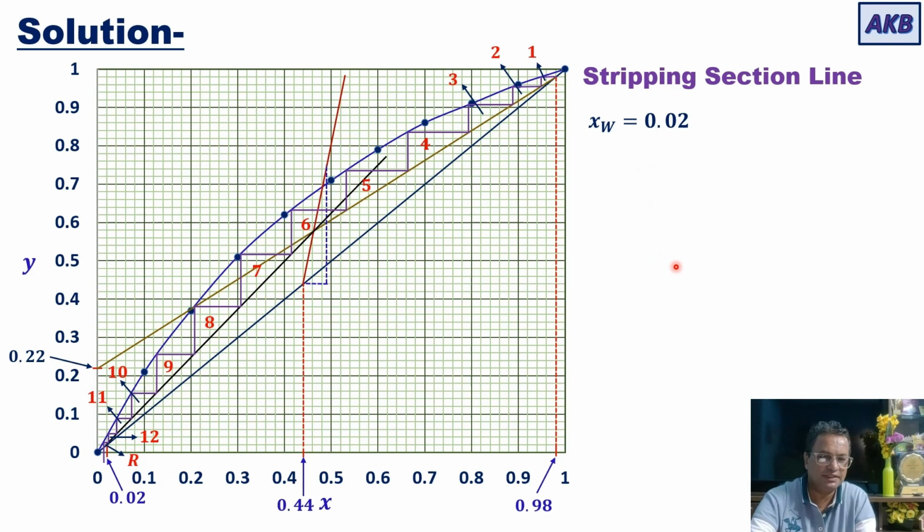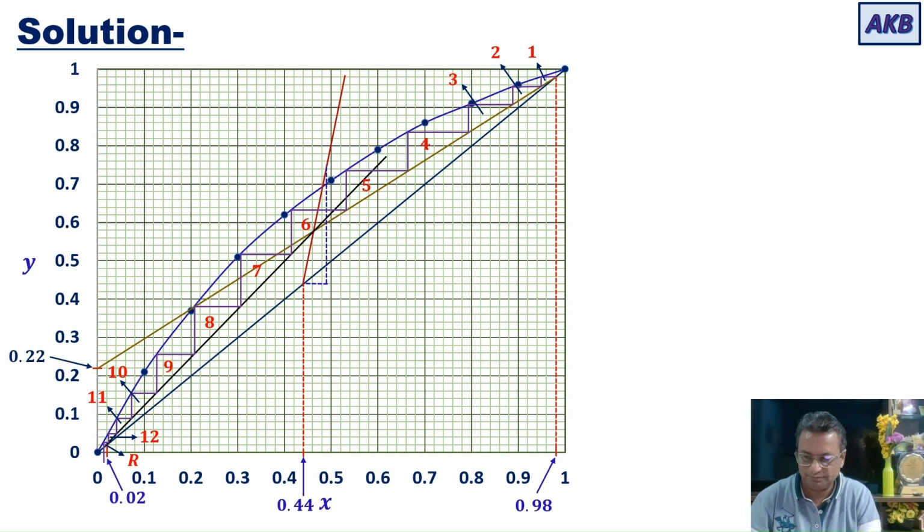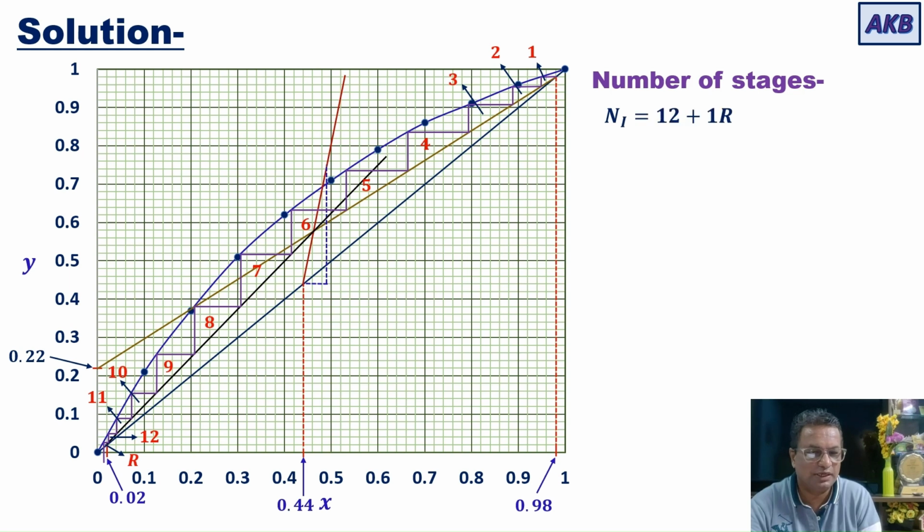Okay. So in this way, we get the number of stages. So the number of ideal stages, Ni, is 12 plus 1 reboiler. Stages in the rectifying section: 1, 2, 3, 4 and 5. There are 5 stages in the rectifying section.